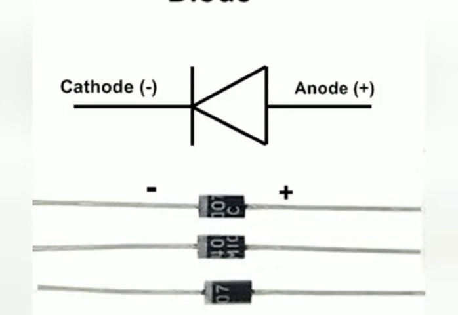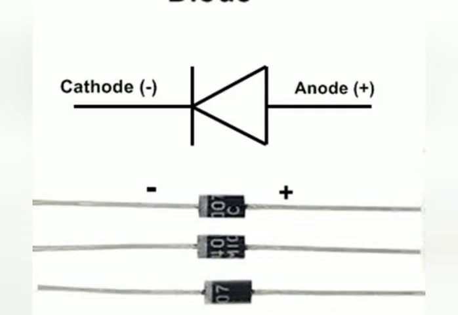And if you look at the practical component, you will see that there are two colors. First is silver and the second one is black. The black color denotes the positive end of the diode which is the anode, while the silver color denotes the cathode of the diode. These colors are used for distinguishing the anode and cathode.